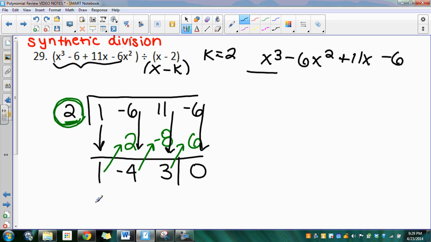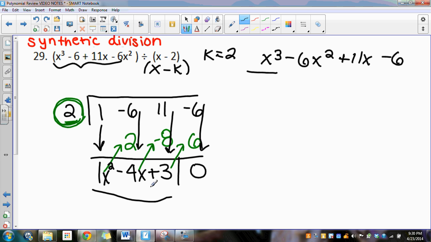But the x's aren't in it. So we have to go and put the x's back. So the 3 is okay. Then we know that an x goes next. And keep adding higher exponents. So x squared would come after an x. Add an addition symbol in here, and then you're good to go. So the answer for this problem is x squared minus 4x plus 3.